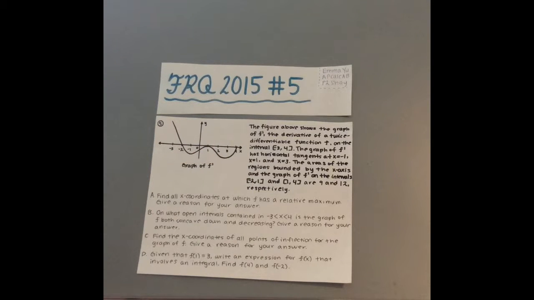Part A. Find all x coordinates at which f has a relative maximum. Give a reason for your answer. B. On what open intervals contained in -3 to 4 is the graph of f both concave down and decreasing? Give a reason for your answer. C. Find the x-coordinates of all points of inflection for the graph of f. Give a reason for your answer. And Part D. Given that f of 1 equals 3, write an expression for f of x that involves an integral. Find f of 4 and f of -2.